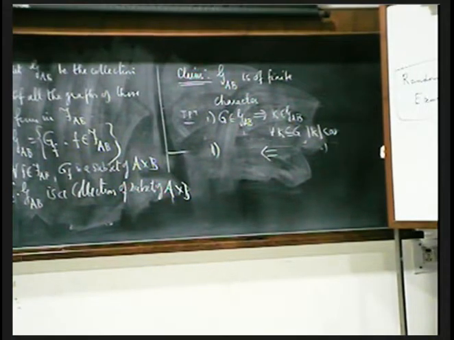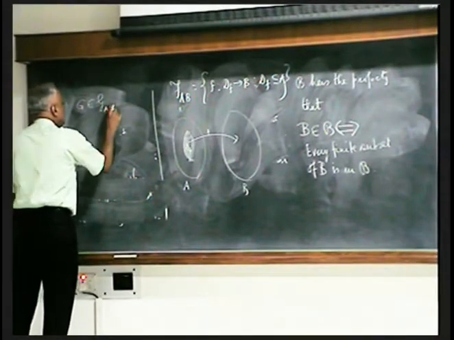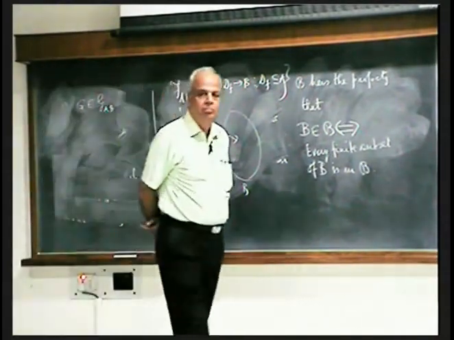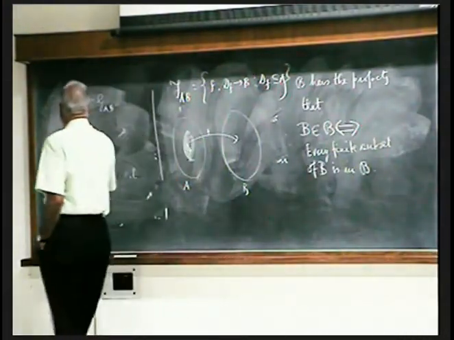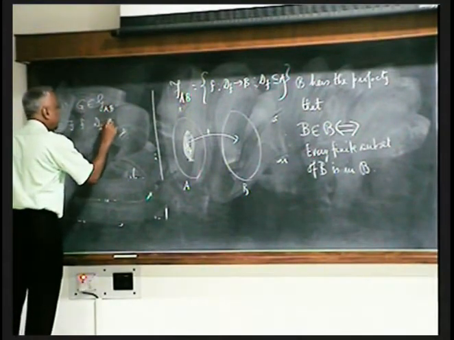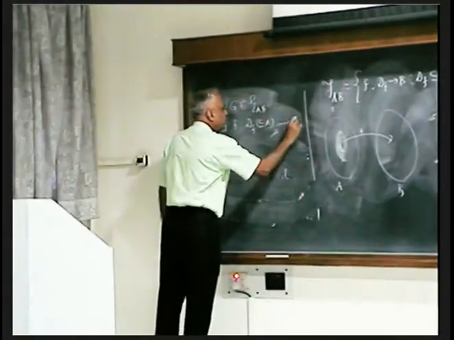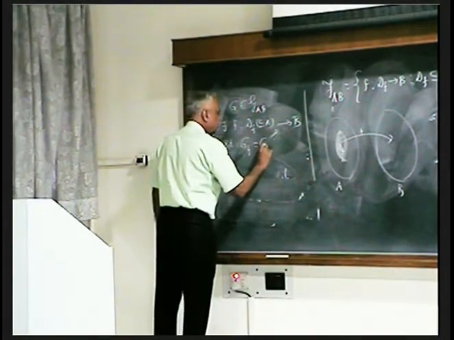The first one is G is in GAB. Now what is GAB? GAB is the set of graphs of functions. So this G must be the graph of some function. So this implies there exists a function f from Df, which is contained in A, to B such that the graph of f is this G.